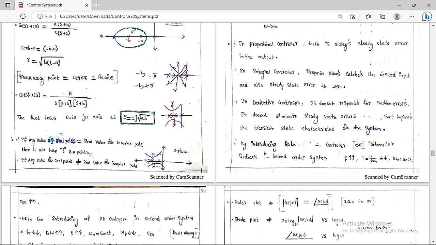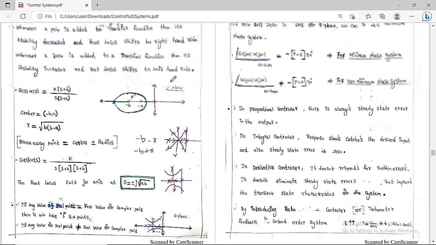Simply we can say, if the average value of the real poles is equal to the real value of the complex pole, then we are going to have 3 breakaway points, and this is the corresponding graph. And if the average value of the real poles is not equal to the real value of the complex pole, then it will have only one breakaway point, and this is the root locus graph for it.